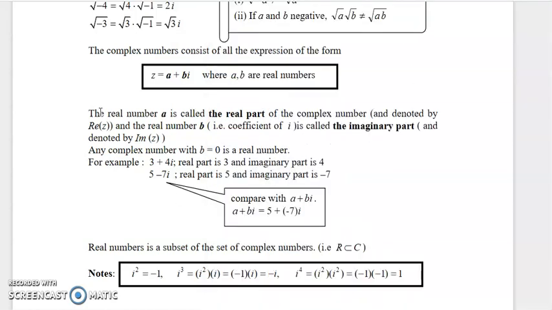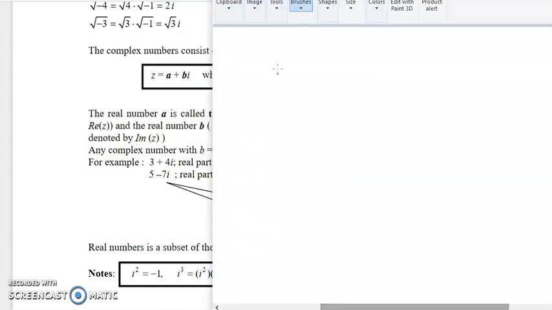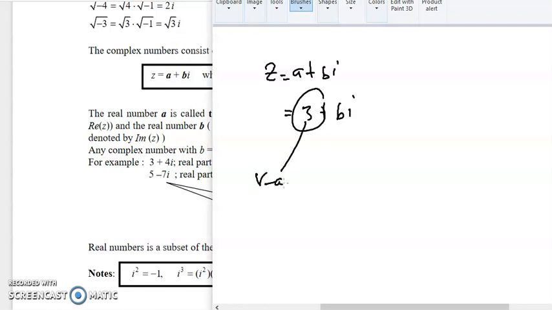Okay, so let's proceed. The real number A is called the real part. So if you look here, as an example, when you have Z is equal to A plus Bi, right? As an example, you have 3 plus Bi. The 3 here, you are going to call it the real part. As for B here, since it is the coefficient of i, it will be called the imaginary part, Im. Usually we are going to have Im there.